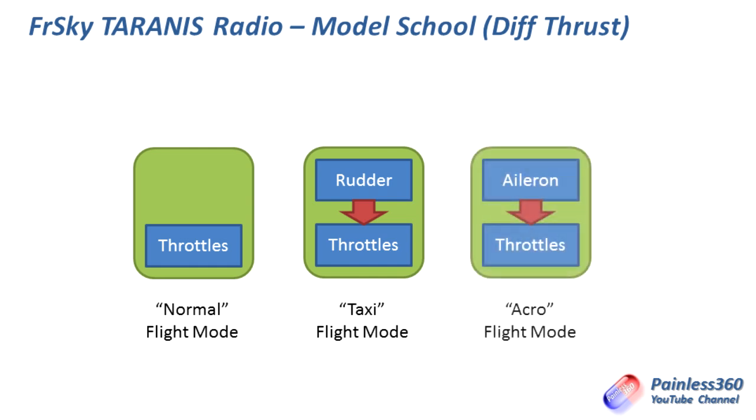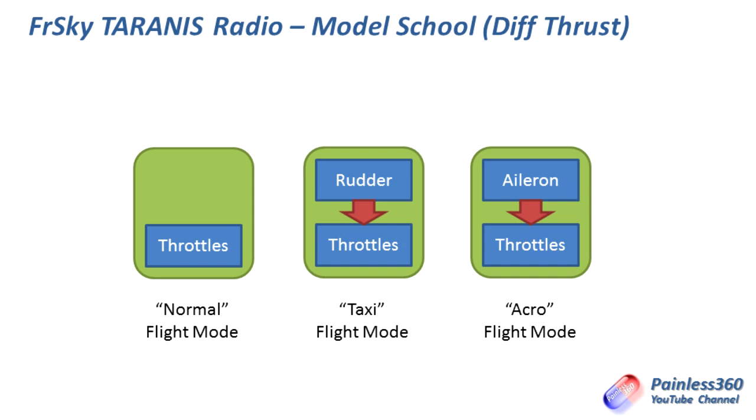With the addition of one more set of mixes, which is almost identical to the rudder throttle one that we did initially, we can also set up a mix so as we use the ailerons in the air, we can actually also have differential thrust too. So as an example, we're going to set up these three modes on the radio, selectable by a switch.